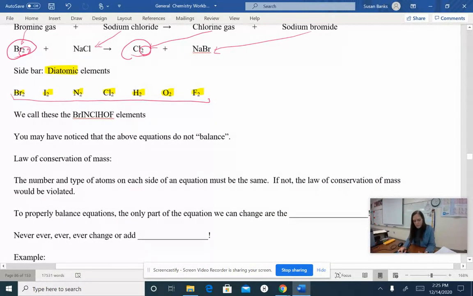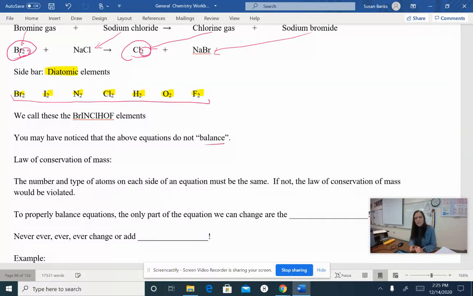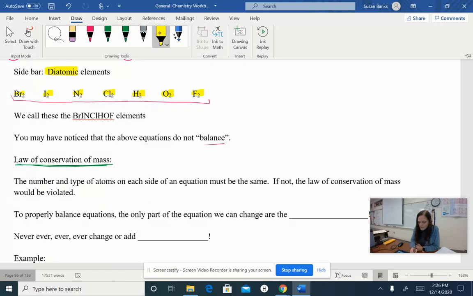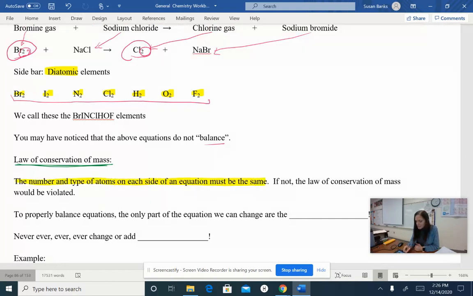Okay? You may have noticed that the equations up top don't balance, meaning I do not have the same number of the element on both sides of the reaction arrow. Okay? So we're going to use the law of conservation of mass. Do you guys remember what that is? The law of conservation of mass states that I can neither create nor destroy matter. So that means I have to have the same number and type of each element on both sides of the reaction arrow. Okay, I'm going to go over that again. The number and type of atoms on each side of the equation or each side of the reaction arrow have to be the same. If not, I am not obeying the law of conservation of mass.